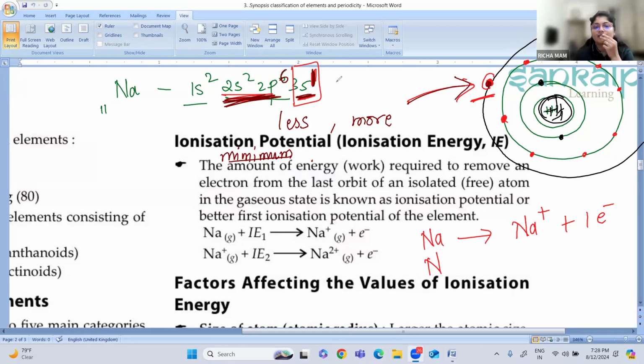What do you think? The energy required. So here there are 8 electrons. Remember that 8 electrons are there and the nucleus is present. The nucleus is positive charge, electrons are negative. So whenever you have positive and negative, attraction will be more. So what will happen? Energy required will be less or more? Yes, the energy required will be more.